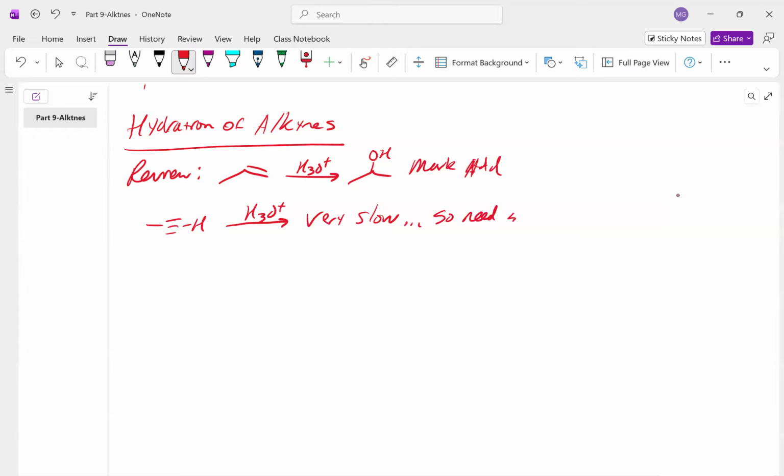So we need something else. In that case, that something else is going to be a catalyst that we're going to throw in to help speed it up. So you'll see that the reaction conditions are somewhat similar. We'll use acid in water, but then our catalyst is going to be mercury sulfate.